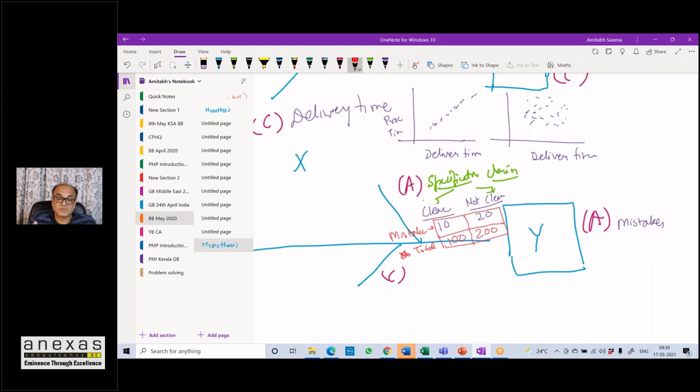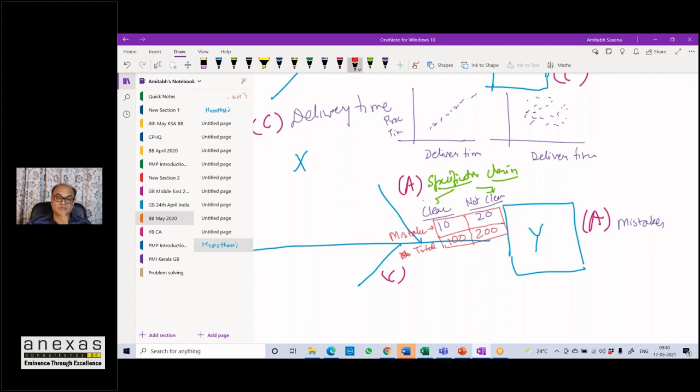If you see carefully, 10 divided by 100 is 10%. 20 divided by 200 is also 10%. So you can say that specification clarity does not matter. It is not the root cause. We are not saying it doesn't matter at all, but it is not the root cause. Look for some other root cause. When specifications are clear or not clear, still people are committing the mistakes. So if you think that if I make the specifications very, very clear your mistakes will reduce, definitely not. Because when the specifications are very clear, still people are committing the mistakes. So sorry, specification clarity is not the root cause. That's what you will see.